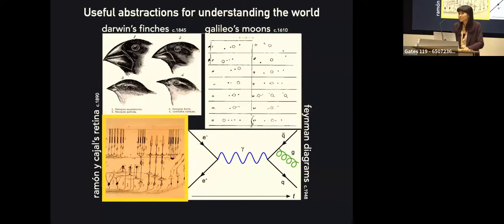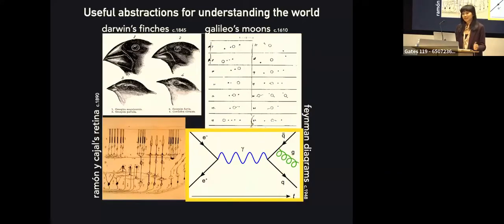Ramon y Cajal's much celebrated drawings, certainly in neuroscience, exposing the detailed structure of the retina, and Feynman diagrams, opening our eyes to how subatomic particles wink in and out of existence and interact with one another, even if we may never directly observe them doing so.